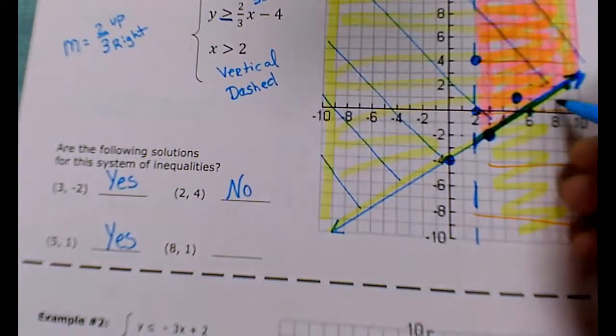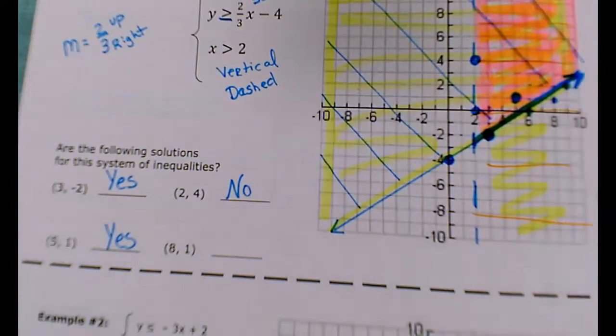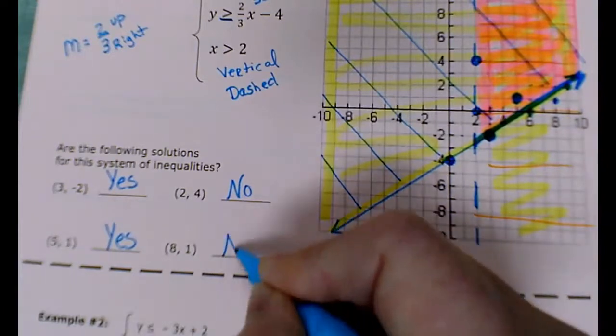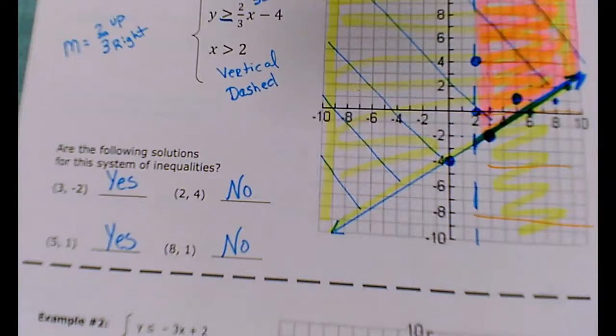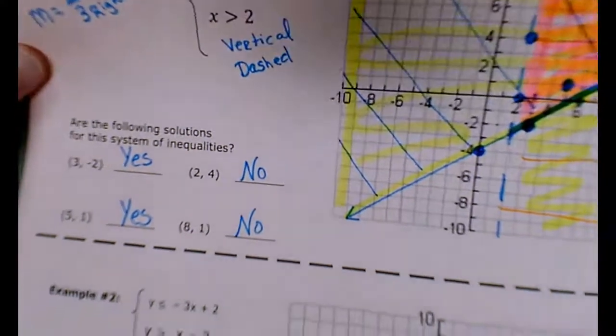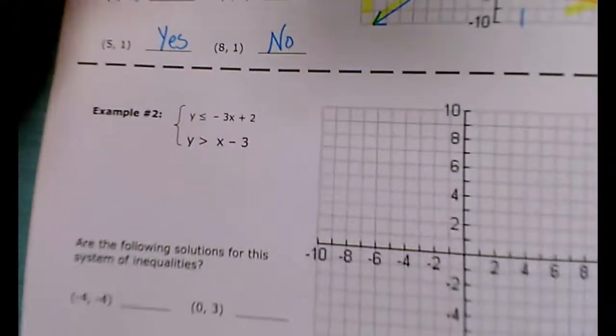What about the point 8, 1? It's right below my line. If it is real close to the line and you can't tell, I will show you how to figure that out, but we're going to focus on the graphing right now. If it's real close to the line and you can't tell, then you can figure it out algebraically. That part, the lesson, comes next.